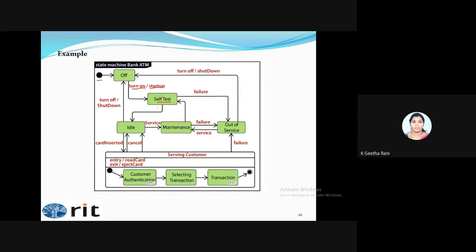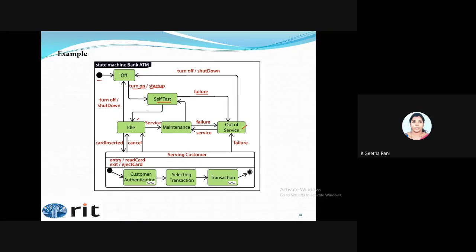Under the self test state, if it leads to some failure when you turn on the ATM, an event called out of service is triggered. A failure event has been triggered, so it automatically goes to out of service. But if it is not a failure, you can see we have no event here, and it automatically goes to an idle state.